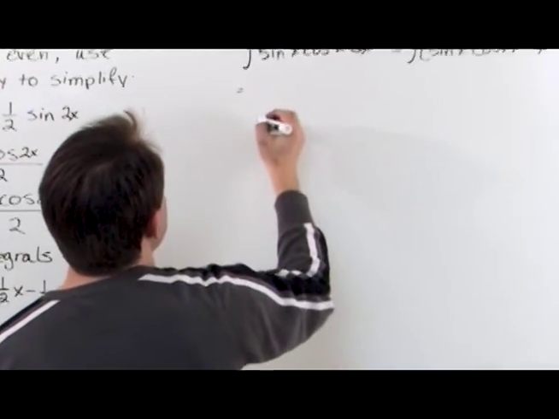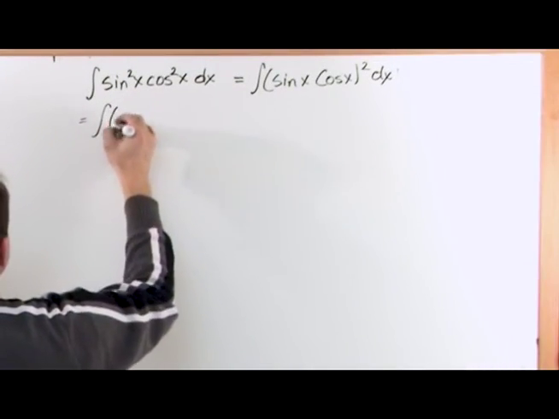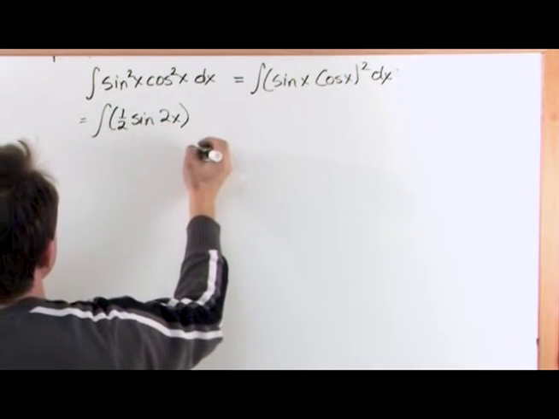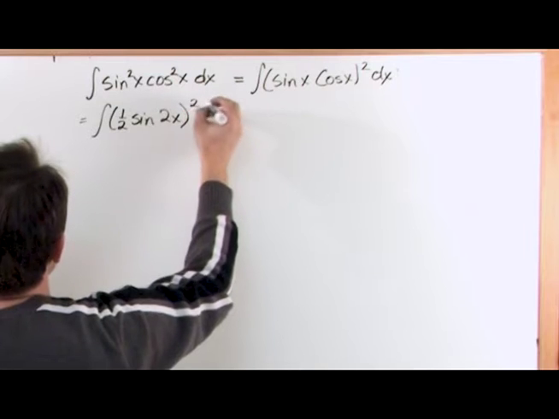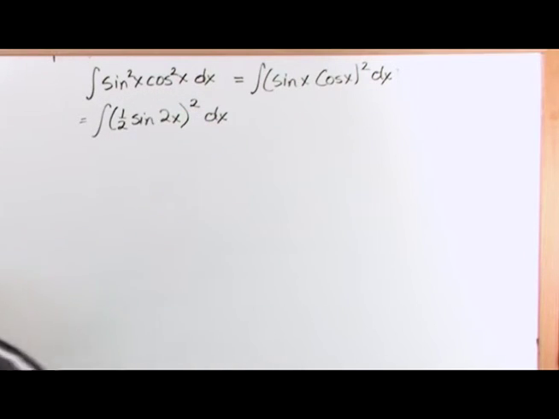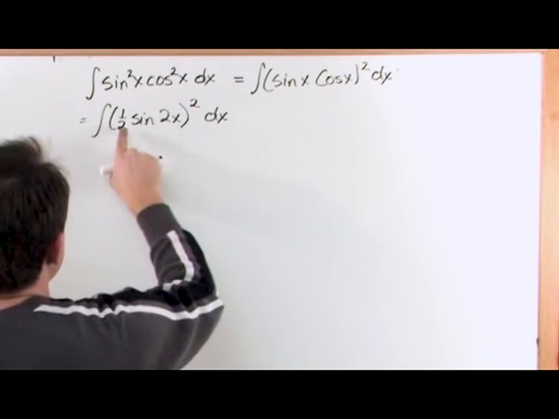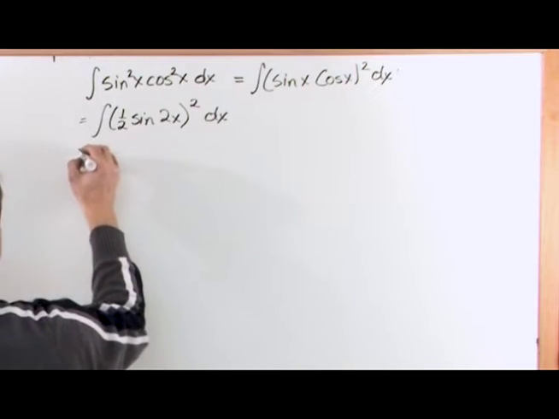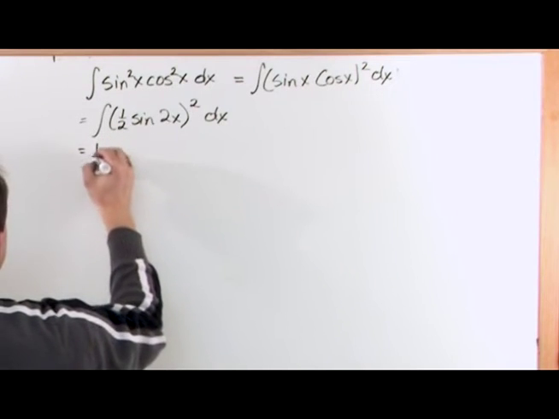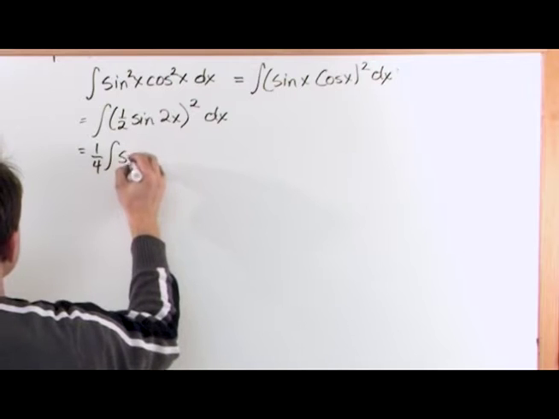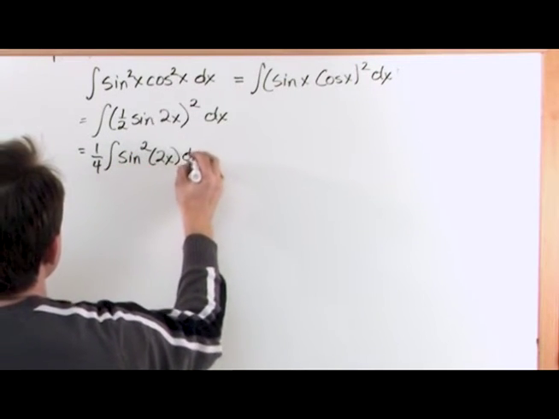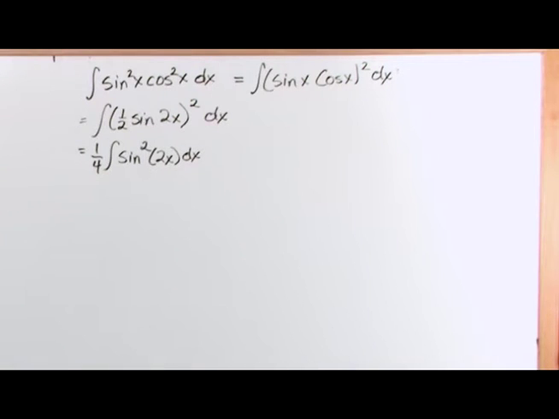So if I do that, I say integral of (1/2 times the sine of 2x) squared dx. And then, just to make it even clearer, I can take this 1/2 and pull it out because it's going to be squared. It's going to be a 1/4. So this is going to be 1/4 times the integral of sine squared of 2x dx.